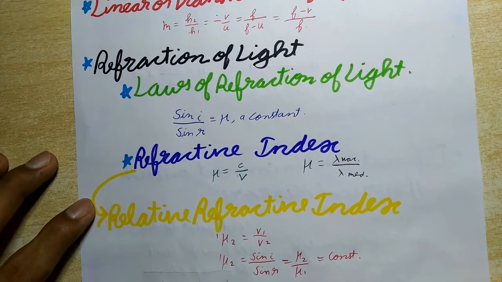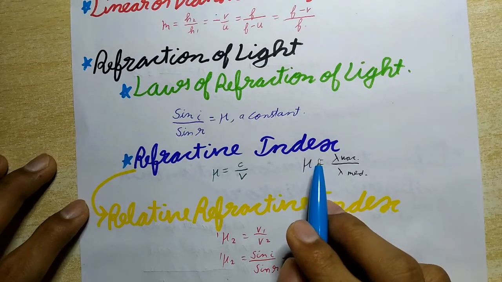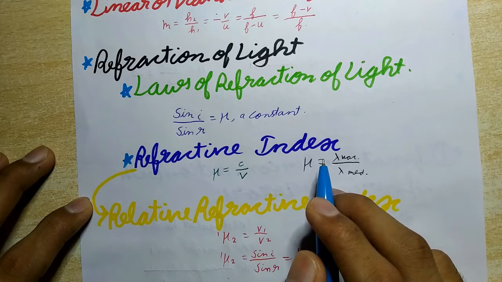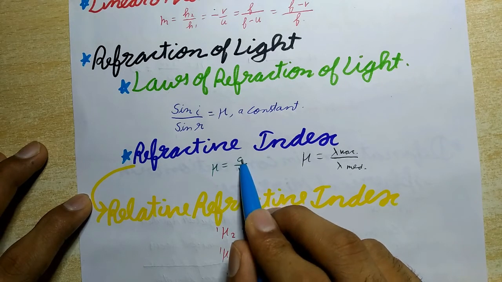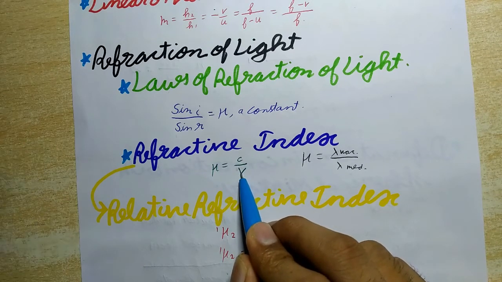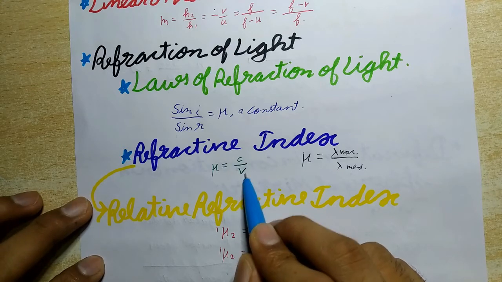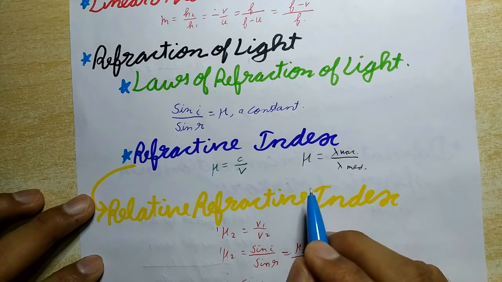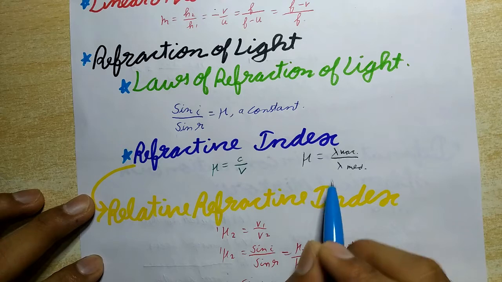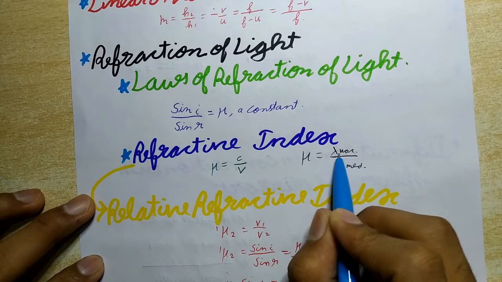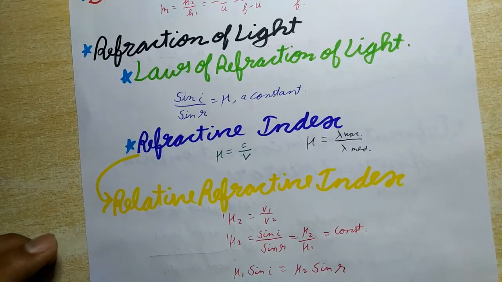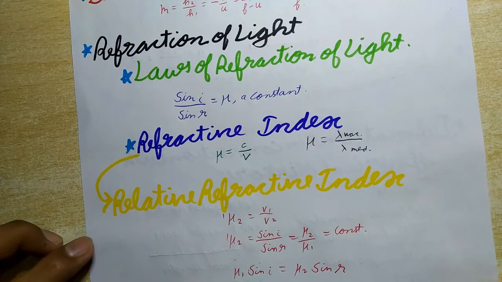Now next is refractive index. The refractive index of a medium for a light of a given wavelength may be defined as the ratio of the speed of light in vacuum to its speed in that medium. So mu is equal to the speed of light in vacuum, that is c, upon the velocity of light in the medium, that is v. It may also be defined as the ratio of the wavelength of light in vacuum to its wavelength in that medium. So mu is equal to lambda vacuum upon lambda medium. The refractive index of a medium with respect to vacuum is also called absolute refractive index.